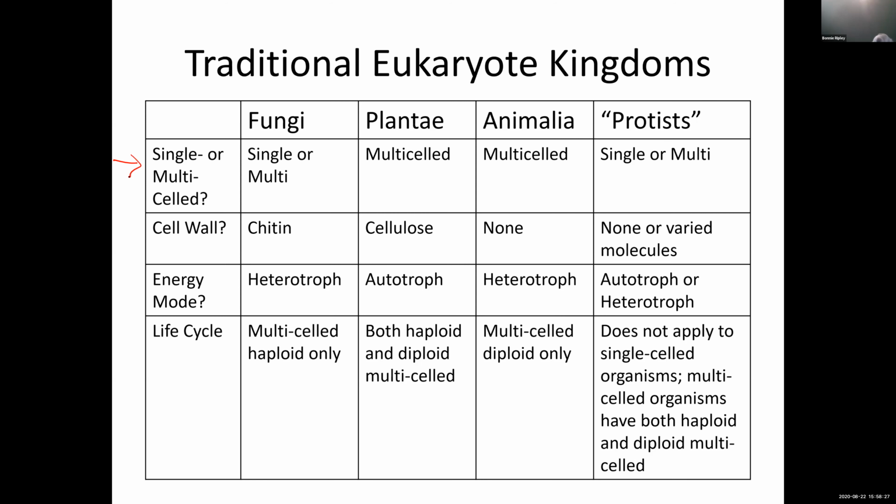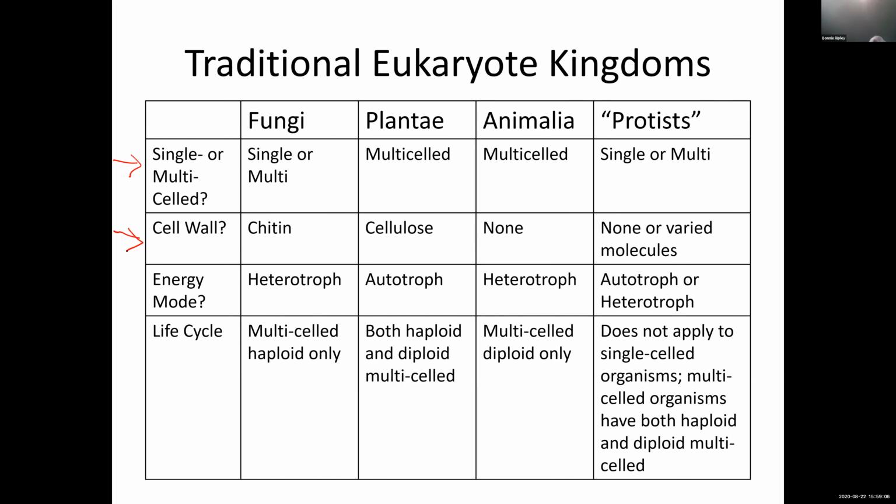And all the leftover stuff, what we used to call protists, is going to include some single-celled and some multi-celled organisms, not typically in the same taxonomic group. We're going to look at these organisms and see if they have a cell wall or not, and what the molecule that the cell wall is made of. So fungi are going to have a cell wall made of chitin, plants are going to have a cell wall made of cellulose, and animals have no cell wall. Protists can have a variety of different types of cell walls or none, depending on the taxonomic group, and a variety of different molecules. So we'll come back to those later.